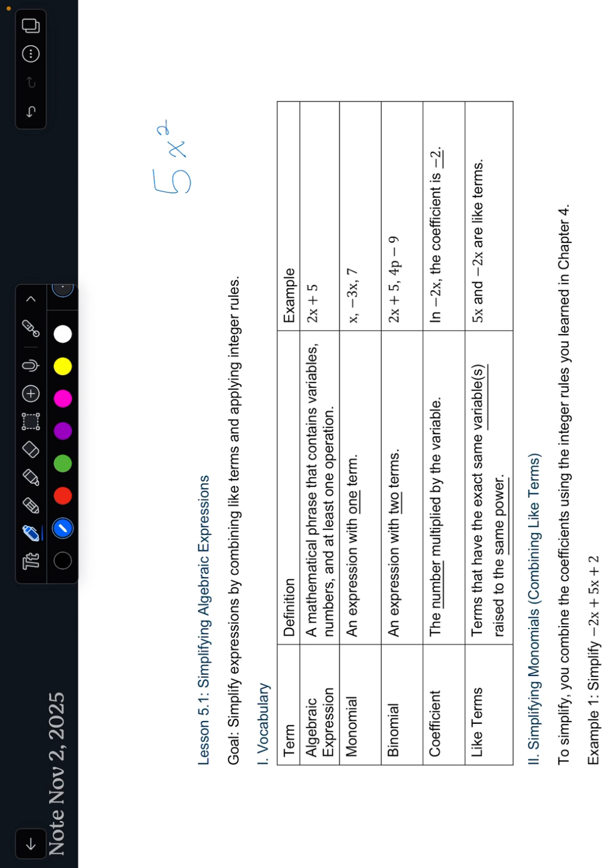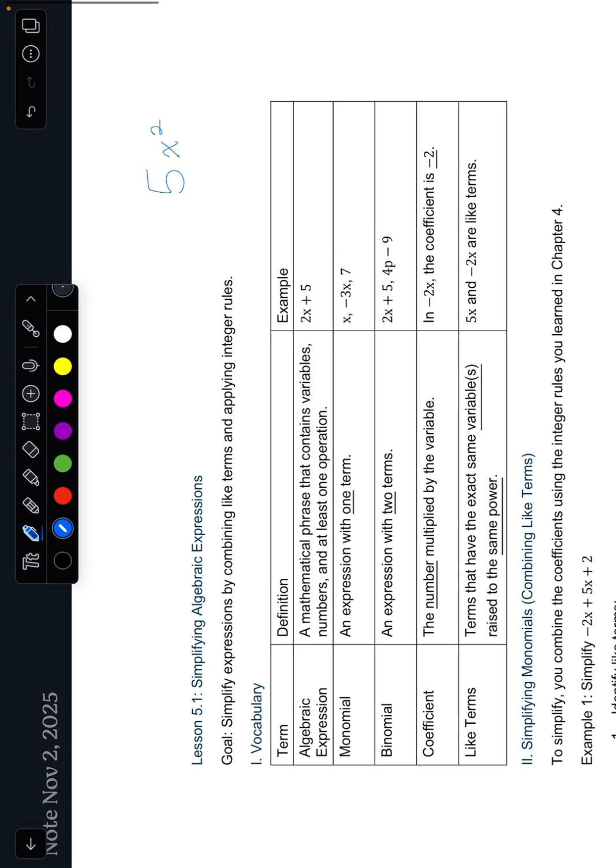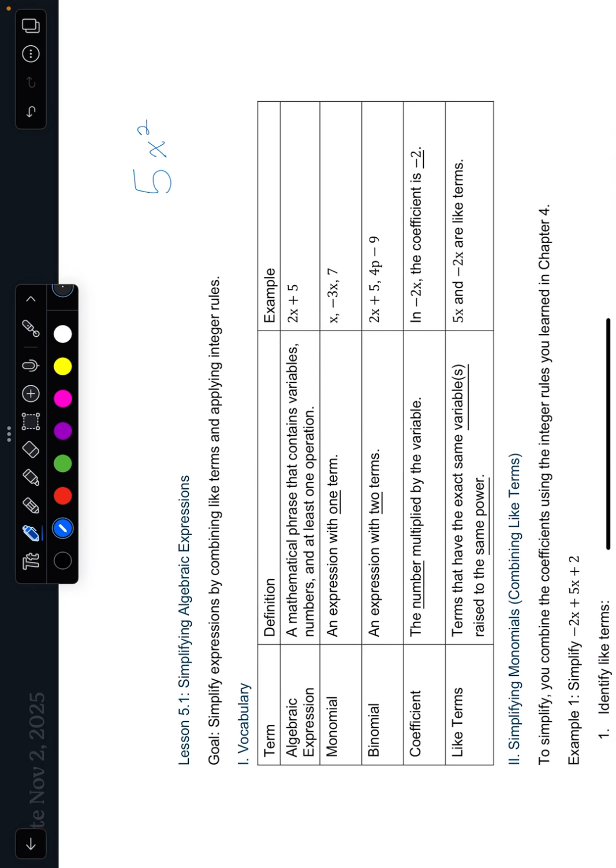So the first term we're going to talk about is algebraic expression. An algebraic expression is a mathematical phrase that contains variables, numbers, and at least one operation. And our example is 2x plus 5. 2x plus 5 would be considered an algebraic expression. In this case, we have two terms. 2x is a term, 5 is a term, and it's separated by this plus sign. That's our operation.